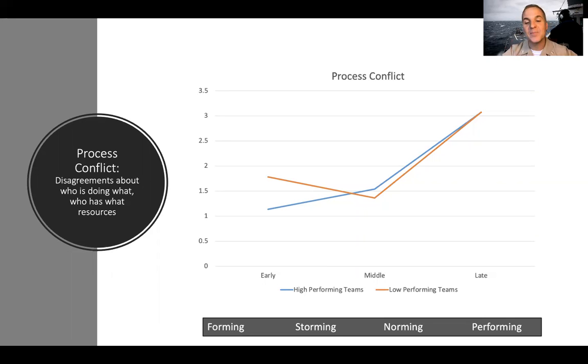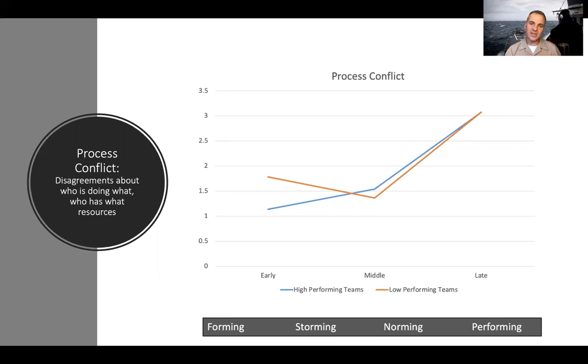And what we found is that high-performing teams have less process conflict early. They both kind of have similar amounts or even more process conflict by the time they're finished, right? So getting to the end of the project and everything's coming due and trying to get done. But these are finite teams that have beginnings, middles, and ends, and are actually trying to get a project done. So early in the project, a high-performing team actually spends some time figuring out who has what roles, who brings what resources to the table.